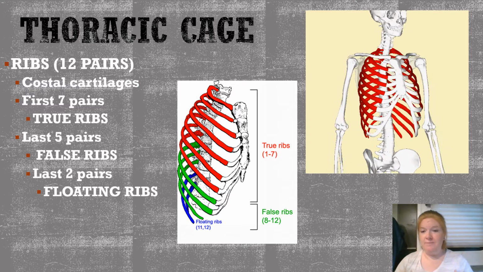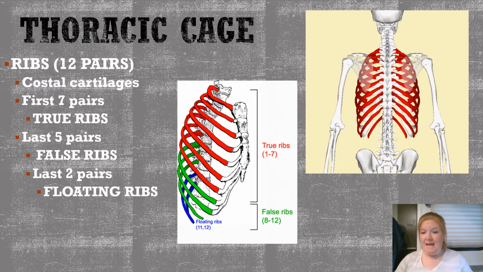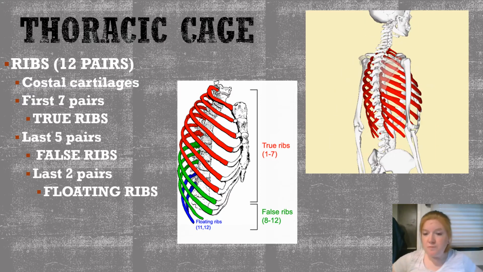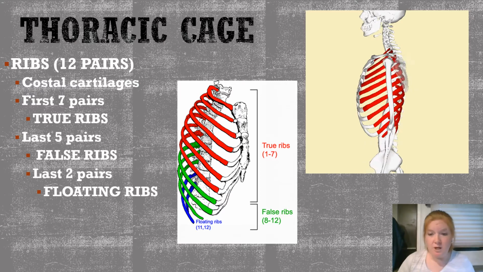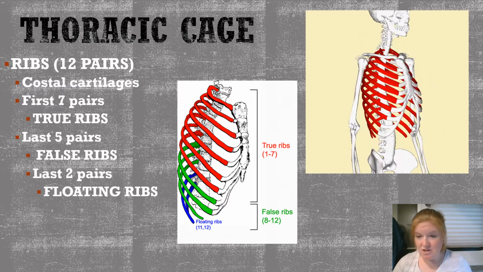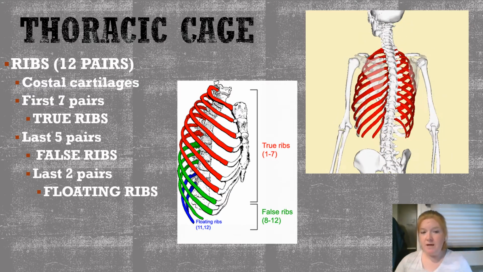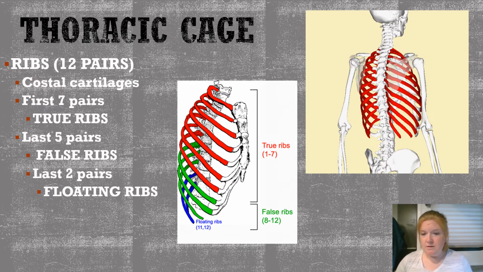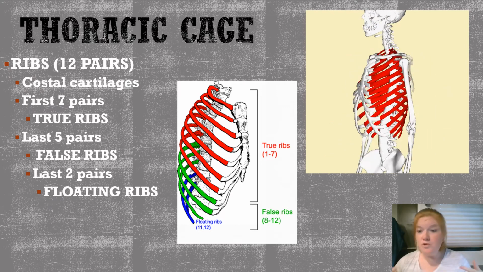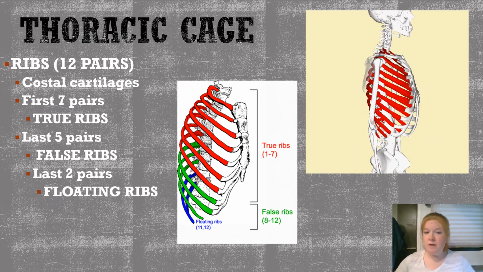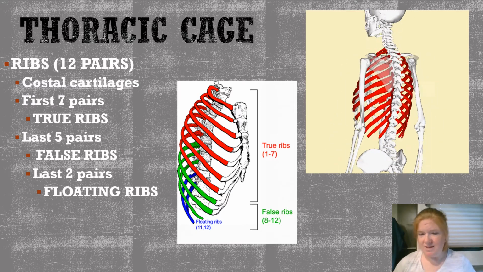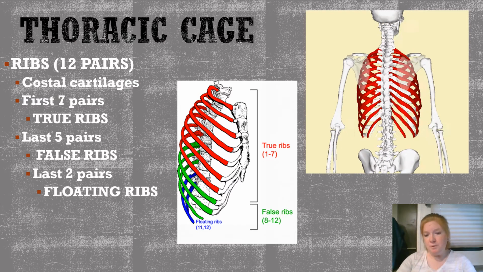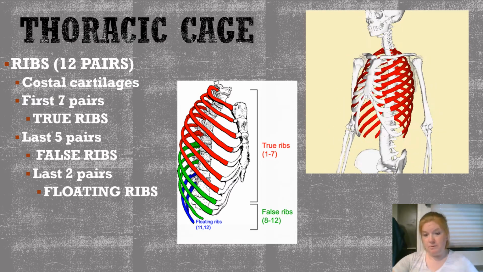So 1 through 7, true ribs, okay? 8 through 12, false ribs. And then the last 2 false ribs are also called floating ribs because they don't attach to the sternum at all. So we have 7 pairs of true ribs, 5 pairs of false ribs. And then within the false rib category, we have 2 pairs of floating ribs. Okay, so it's kind of like, you know, a square is a type of rectangle. A floating rib is a type of false rib. Okay.